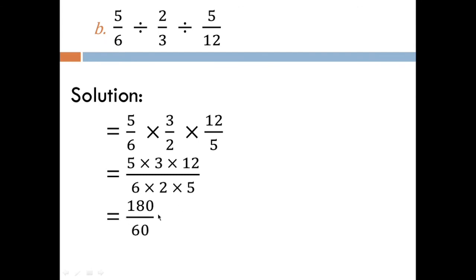So, the result is 180 over 60. So, 180 over 60, the answer is whole number, which is 3. So, no more next steps. Pag whole number, yun na po yung final answer.